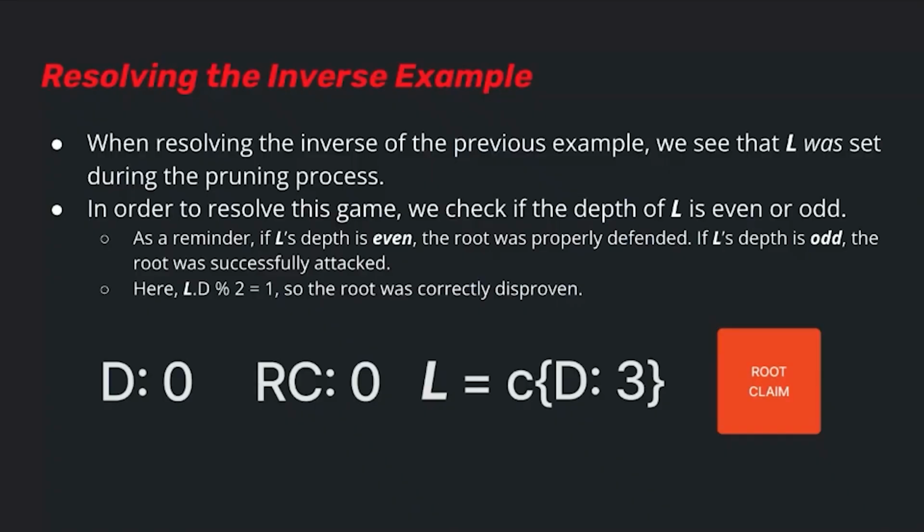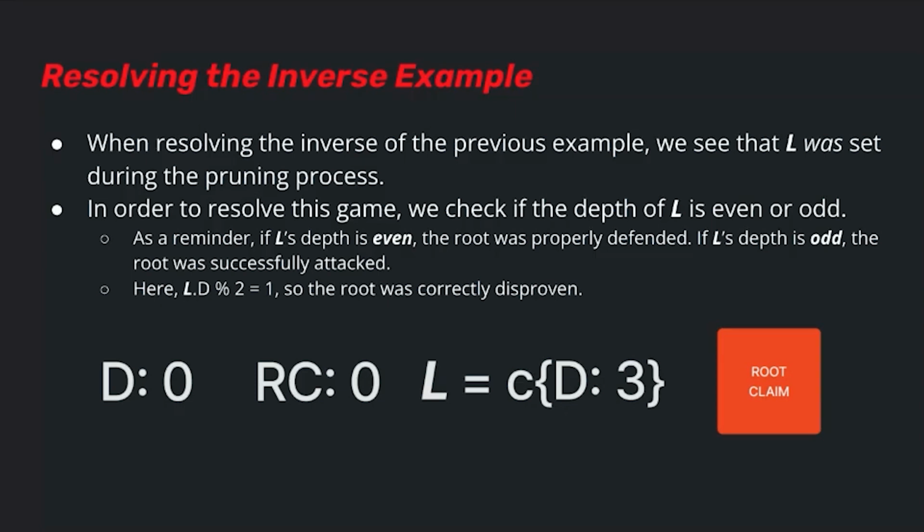We're all the way back up at the root claim. When resolving the inverse, we see that L was set, so we just check if the depth of L is even or odd. Remember, if L's depth is even, the root was properly defended, and if L's depth is odd, the root was successfully attacked. So L's depth mod 2 is equal to 1, so the root was correctly disproven. That's exactly what we wanted.